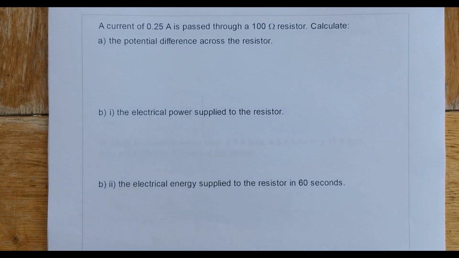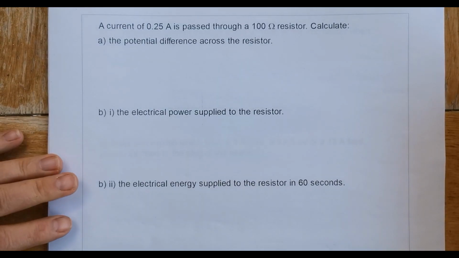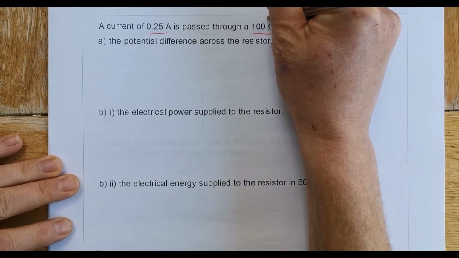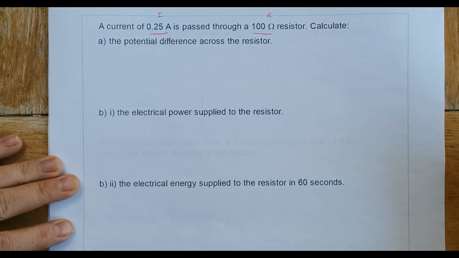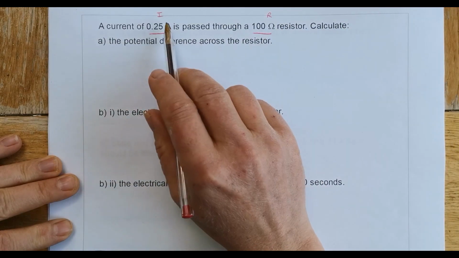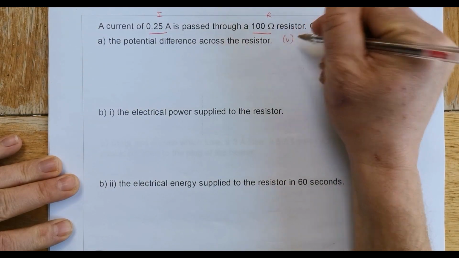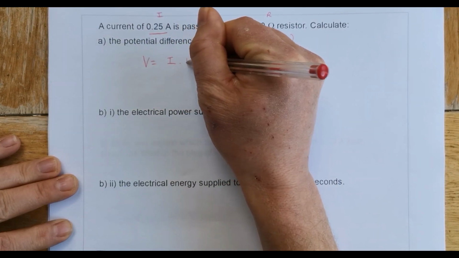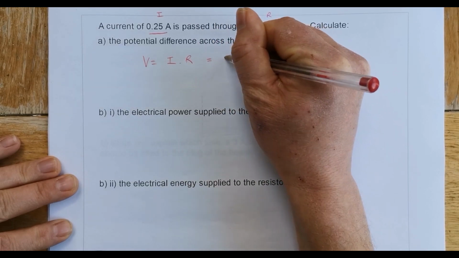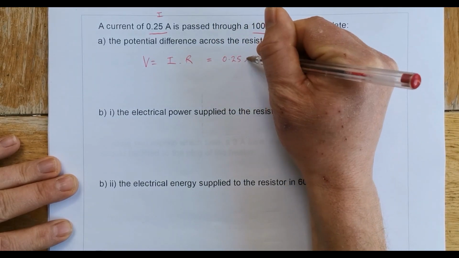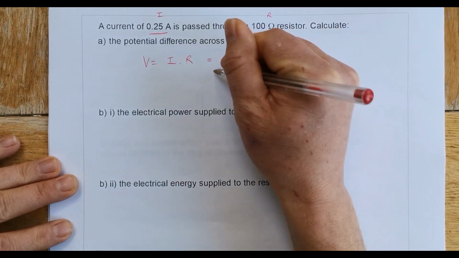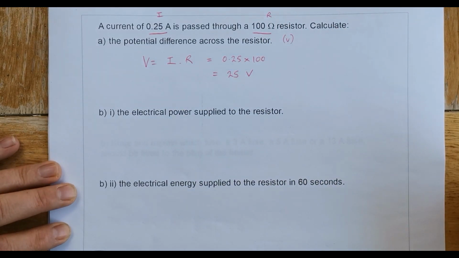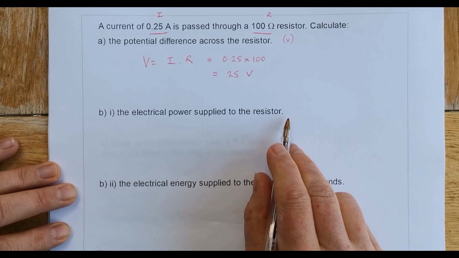Okay. Let's start. A current of 0.5 amps is passed through a 100 ohm resistor. There's resistance, I. Calculate the potential difference. Okay, so they're taking me down the route to find V. I need a formula of V, I, and R. That's Ohm's law. V equals IR. Nothing to do with power so far. So 0.25 times 100. Even I can do that in my head. That's 25 volts.